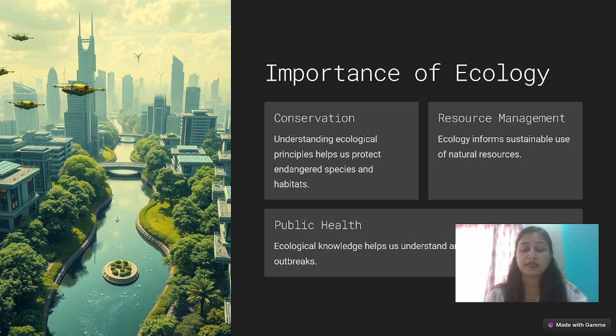It shows how we can use resources and make the most of what we have. Public health: ecological knowledge helps us to understand and prevent disease outbreaks. For example, understanding the ecology of mosquitoes can help to control malaria.